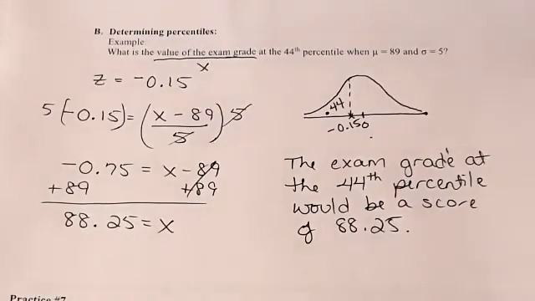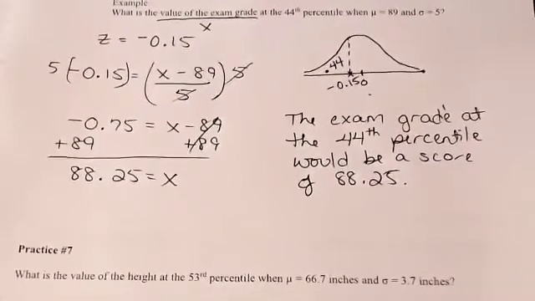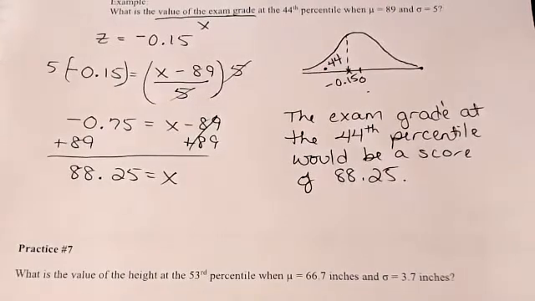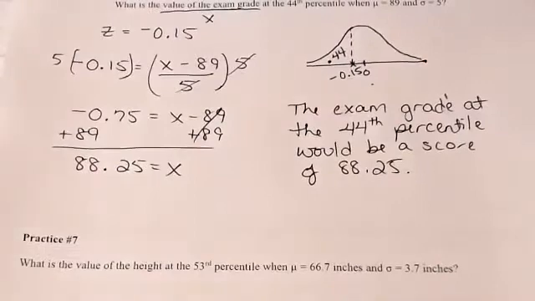How about you do number 7? What is the value of the height at the 53rd percentile when mu is 66.7 inches and sigma is 3.7 inches? Give number 7 a shot. As you do this, I'm going to pause the recording.